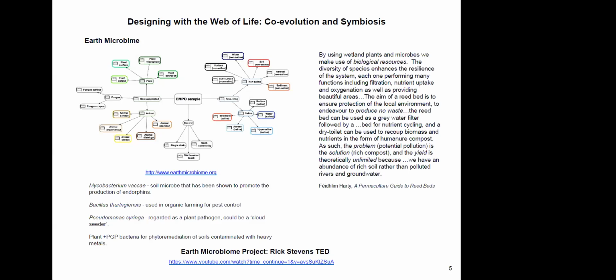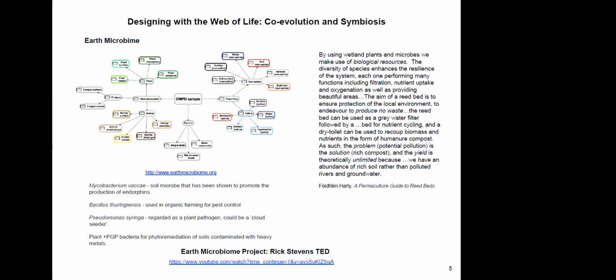Another bacteria is called Bacillus thuringiensis, and it's used very widely by organic gardeners for pest control. And there's this fascinating bacteria which is being investigated at the moment called Pseudomonas syringae, which is usually treated as a plant pathogen, but they are now starting to think that in actual fact it could be a cloud seeder because it has the ability to freeze the water that surrounds it. So that's really quite amazing, and it also means that as designers we can work with all of these organisms.